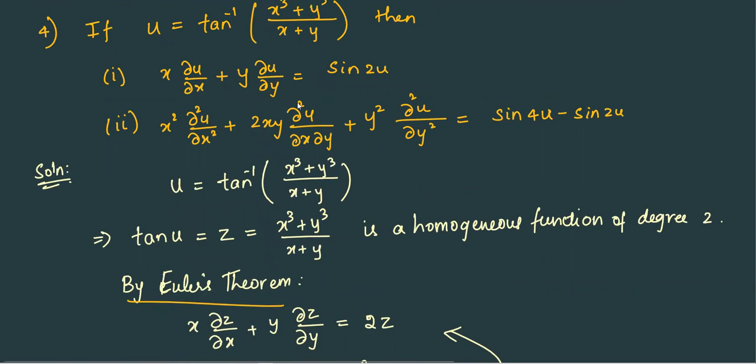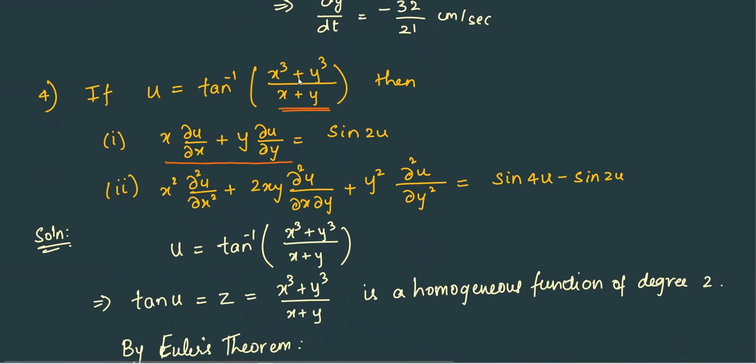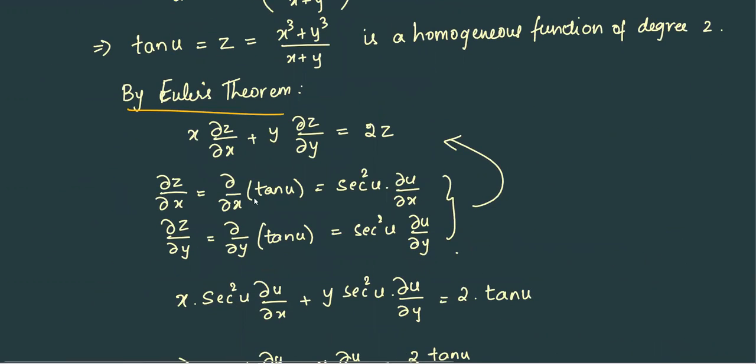How did we choose Euler's theorem? We need to observe this pattern, this is Euler's pattern, x ∂u/∂x + y ∂u/∂y. What we have seen is, although this function is not homogeneous, this expression is homogeneous inside. This argument of tan inverse, this expression is homogeneous. So we used that and we exploited that.